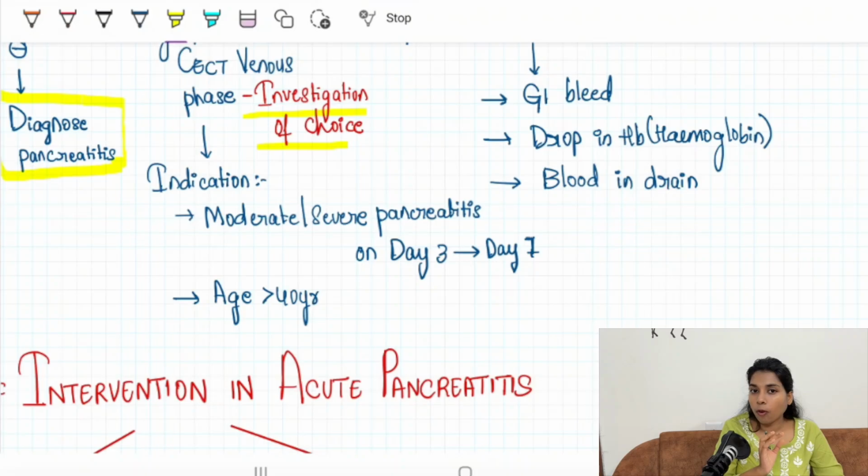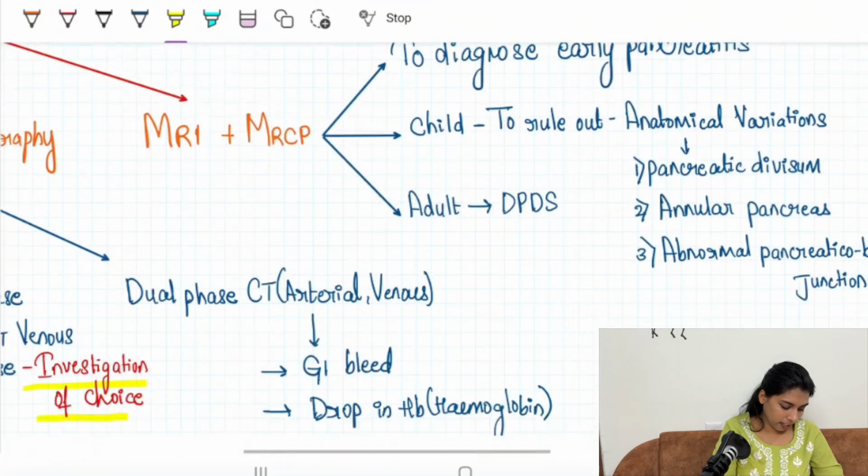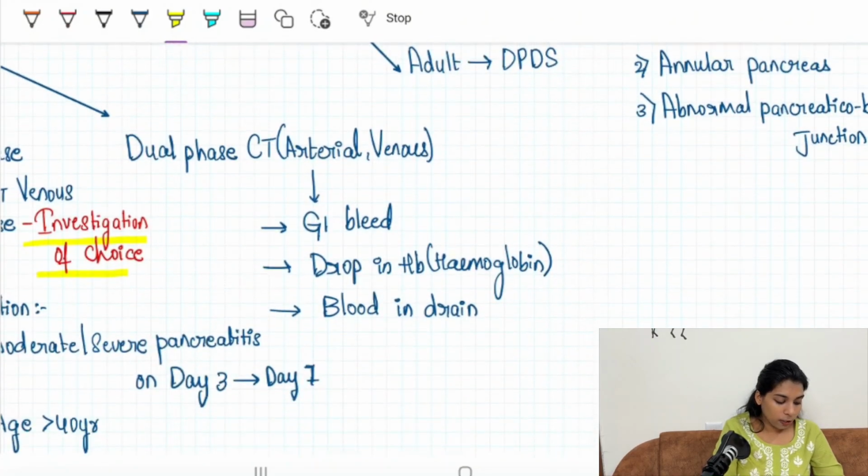And I've already discussed any patient more than 40 years coming to you with acute pancreatitis, always do a contrast enhanced CT to rule out pancreatic ductal adenocarcinoma. Then finally, we have a dual phase CT. I've already discussed whenever you're suspecting a vascular complication, go ahead and do a dual phase CT, right?